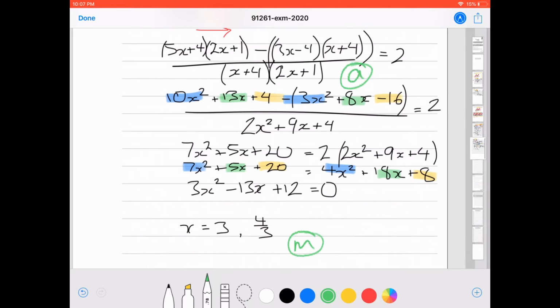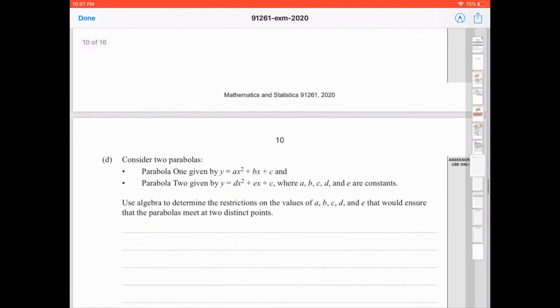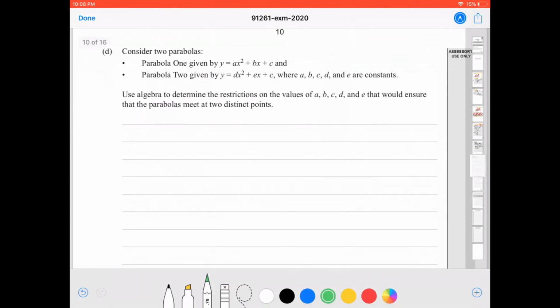Let's move on now to question 2D. It says consider two parabolas. Parabola 1 given by y equals ax squared plus bx plus c, and parabola 2 given by y equals dx squared plus ex plus c, and they're all constants. Use algebra to determine the restrictions on the values of a, b, c, d, and e that would ensure that the parabolas meet at two distinct points.